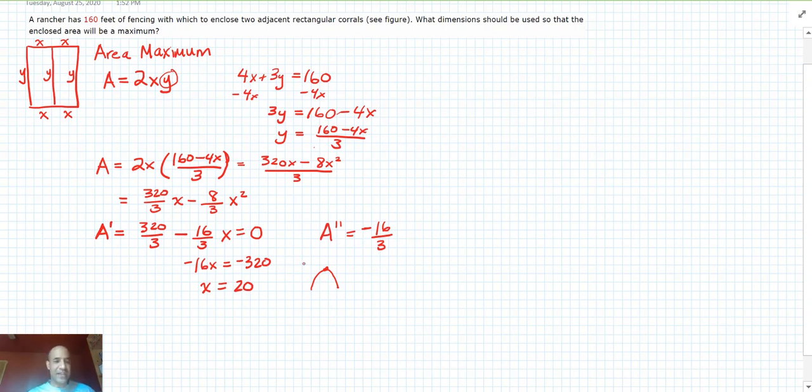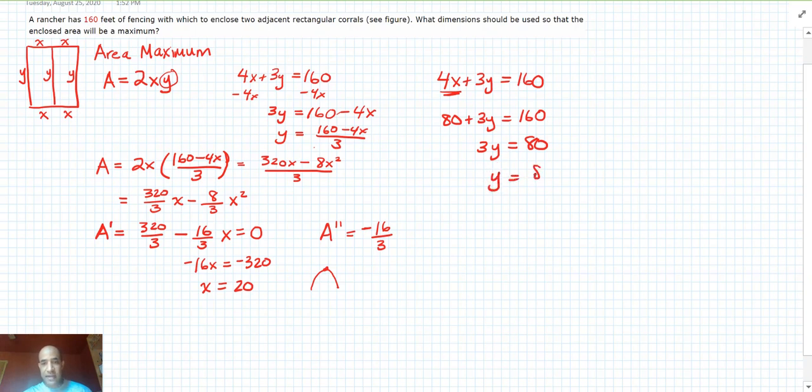I also want to make sure that I actually answered the question. It says what dimension should be used. Okay, so x should be 20, right? And then y, we have to figure out what y should be. And remember that this whole thing has to equal 160. That was our restriction. So we know that 4x plus 3y was supposed to be 160, and we just solved for x. So if x is 20, then 4 times 20 is 80. Oh, excuse me, this should have been 160, right? And if that's true, then 3y must also be 80. So y should be 80 divided by 3.